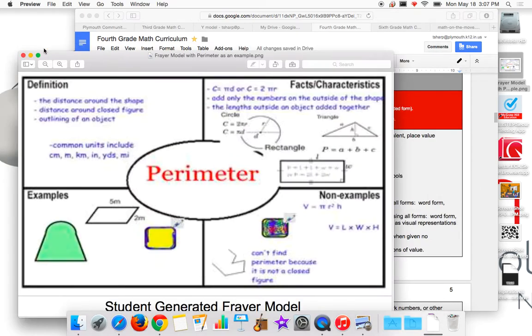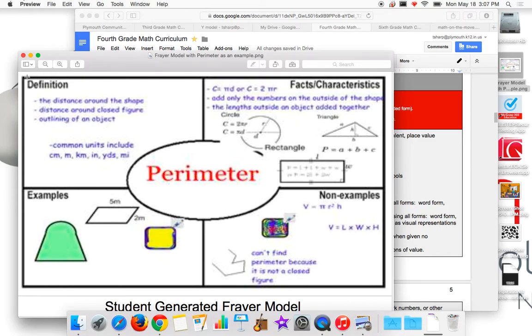Here's one where that idea has been used to talk about the word perimeter. You can see again a student definition, facts and characteristics, pictorial examples of perimeter as well as non-examples of perimeter.